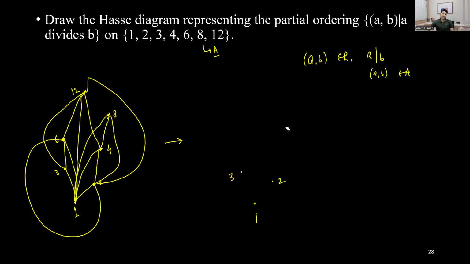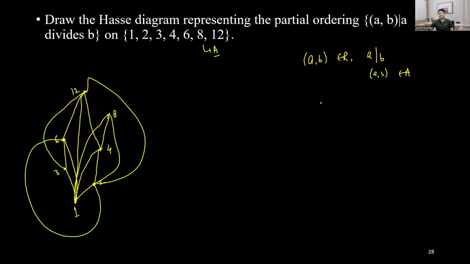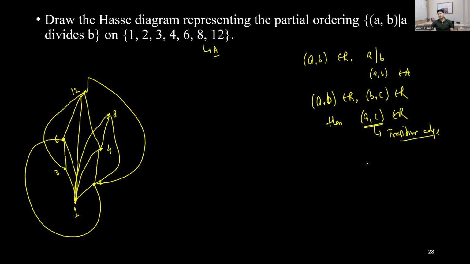Now, transitive means what? Let us try to understand it first. If (A, B) belongs to R and (B, C) belongs to R, then (A, C) belongs to R. So if AB is in your R and BC is in your R, then AC is in your R. This is called a transitive edge. So we are supposed to remove this edge from the diagram. Let us see the transitive edges.